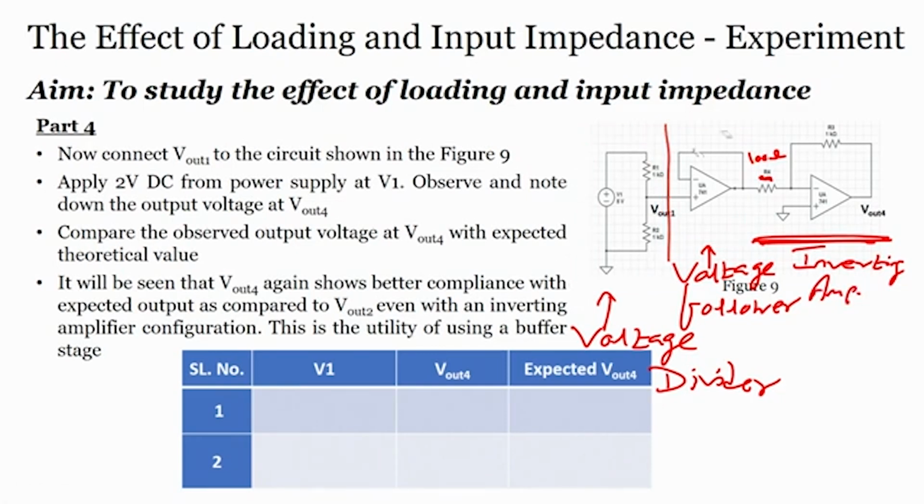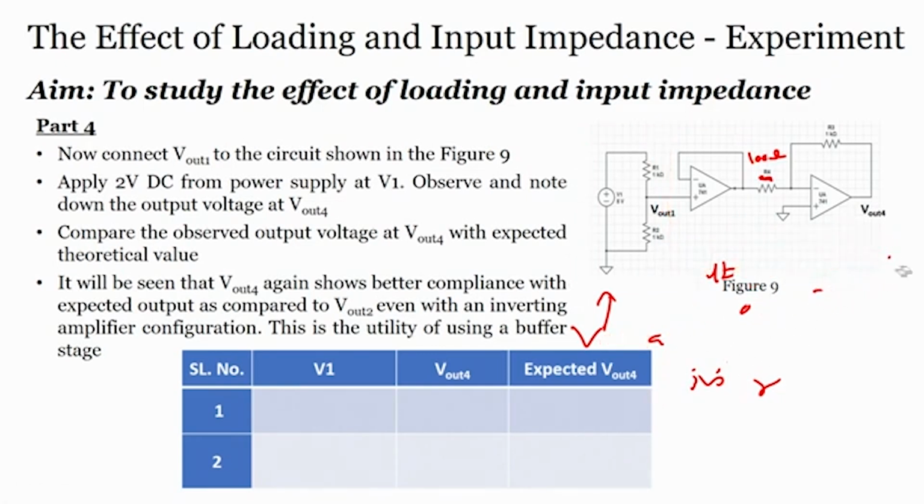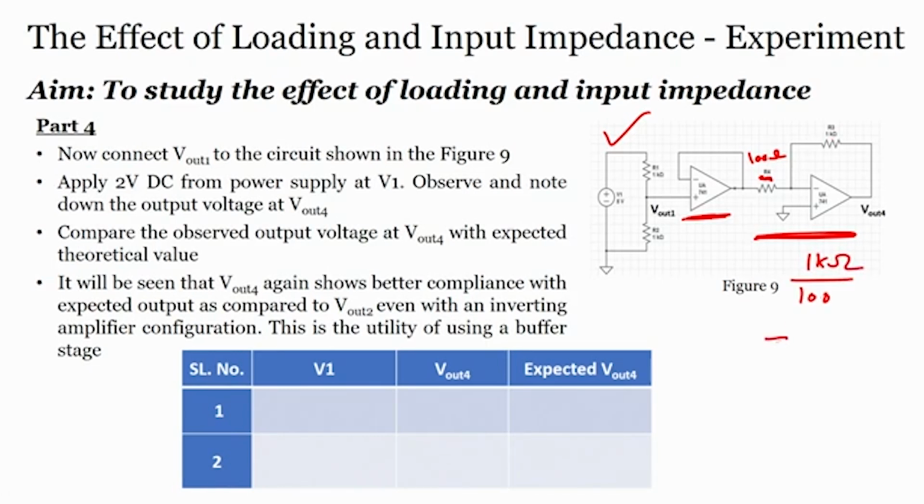If I connect the potential divider circuit to the buffer, and the output of the buffer to the inverting amplifier, this inverting amplifier has a gain of 10. You see, 1 kilo divided by 100, this is a gain of 10, which is my inverting amplifier.